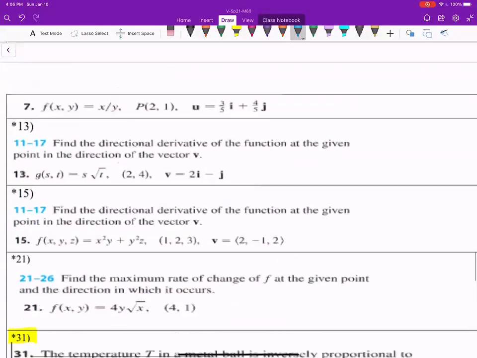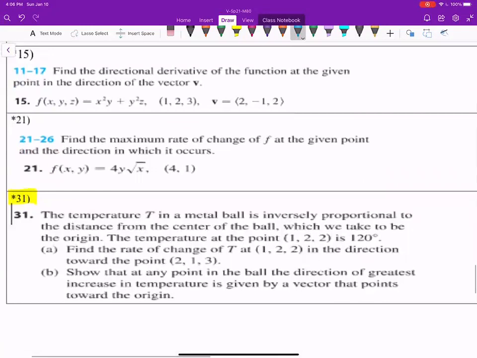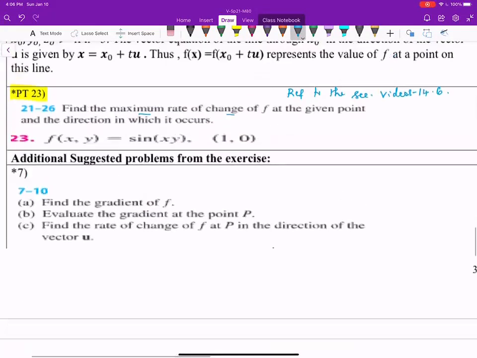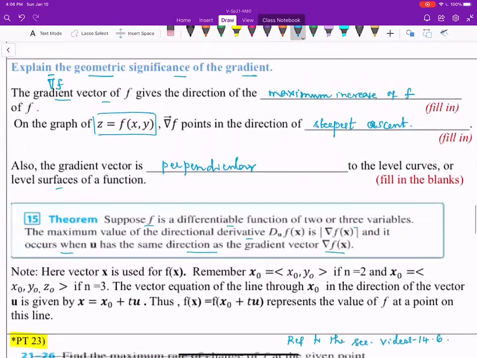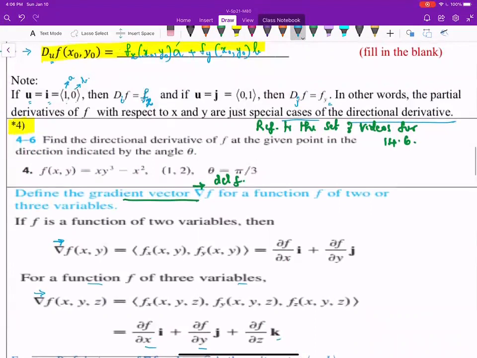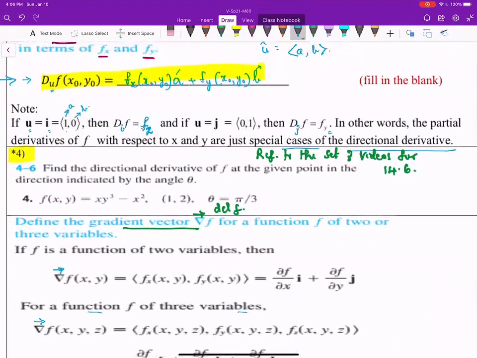In addition to those problems that I mentioned, problem number 31, the word problem, is also done in the section video. Please refer to these. So you will see these problems, number 31, 23, 19, 11, and number 4, all these are done in the section videos. Please refer to them.